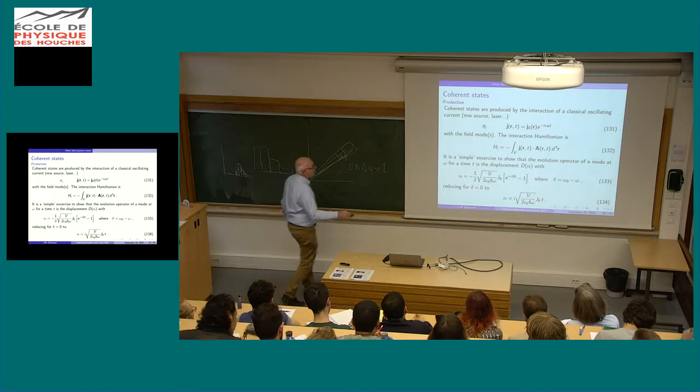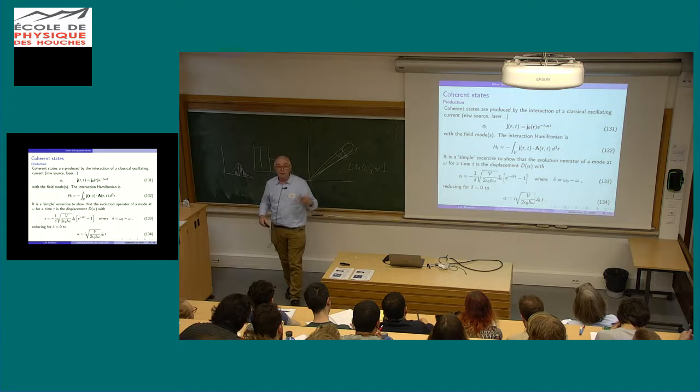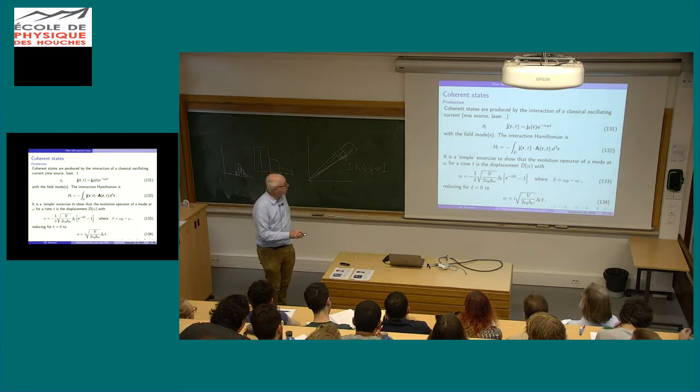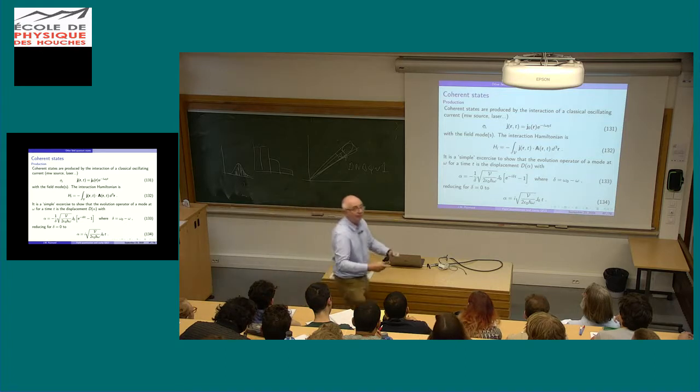Okay. And well, if you are at resonance, you see that the amplitude is linear versus time. So there is an interesting fact. If you are at resonance, so if the mode you excite is exactly at the frequency of the current, you find that the amplitude of the current state is a linear function of time, which means that the photon number is a quadratic function of time.